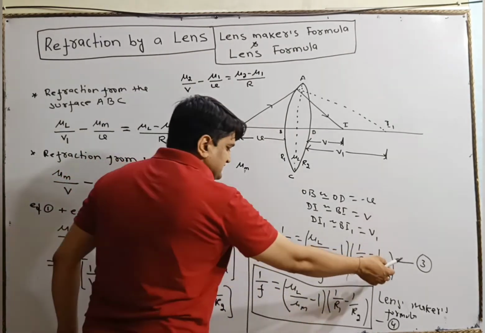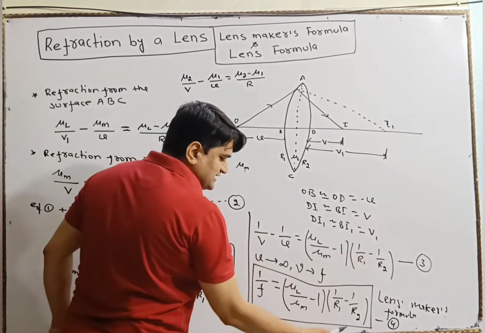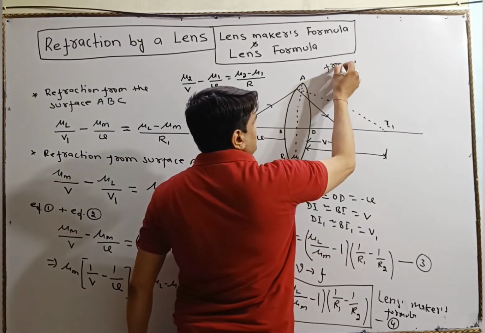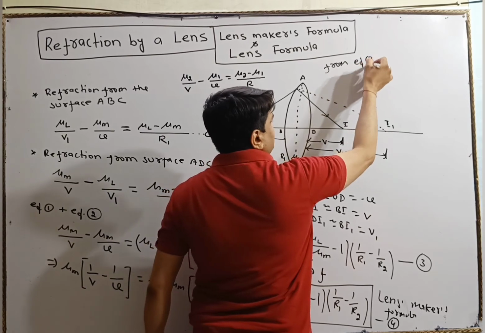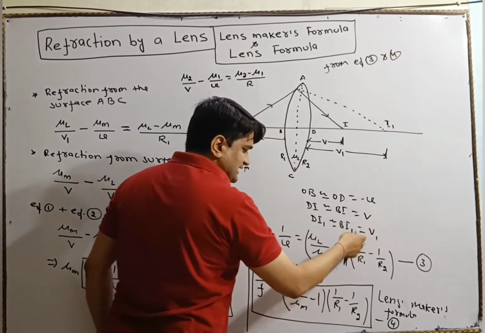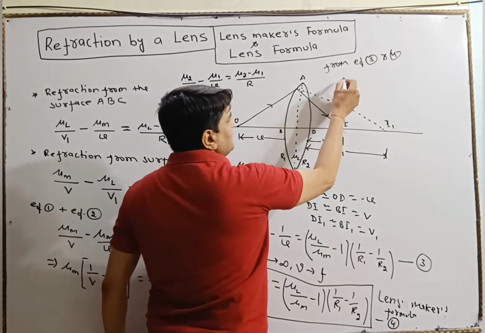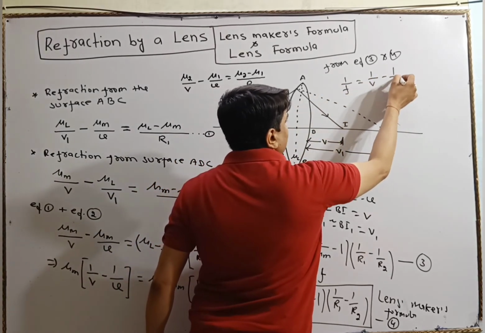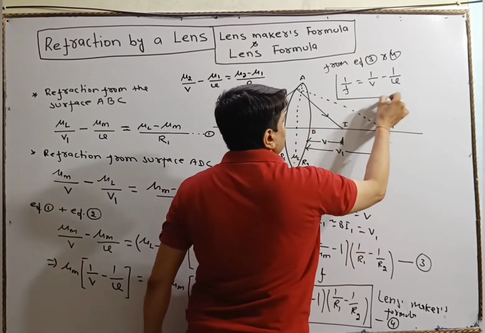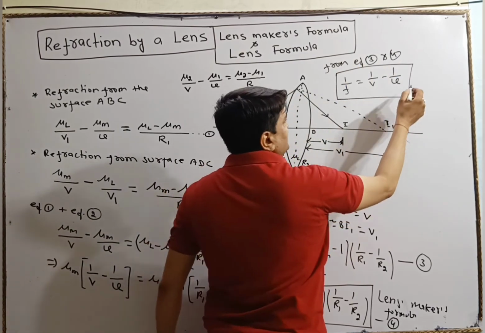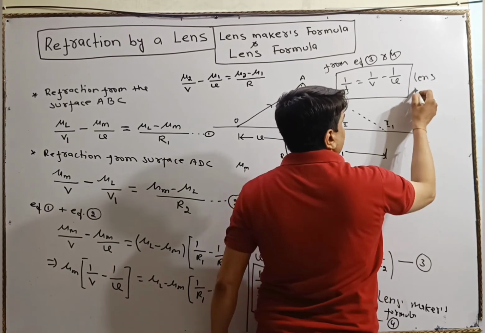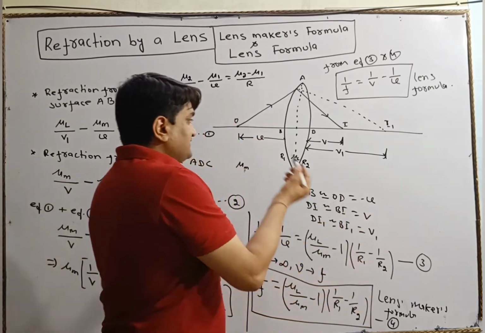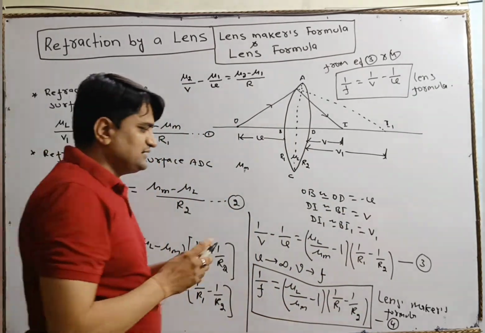Now from equation 3 and equation 4, the right hand side is equal. So we can say the left side will be equal, and it comes 1 upon F equal to 1 upon V minus 1 upon U. This is called the Lens formula. This is the whole derivation.